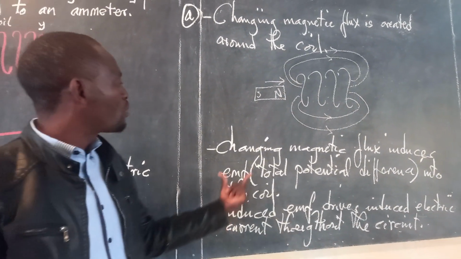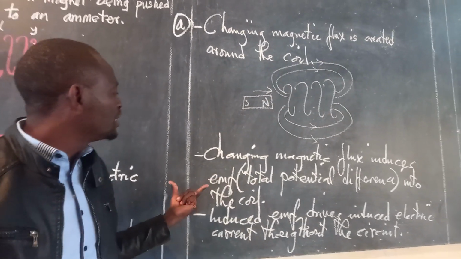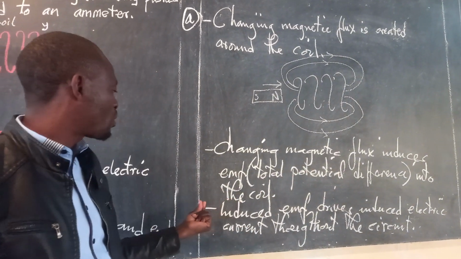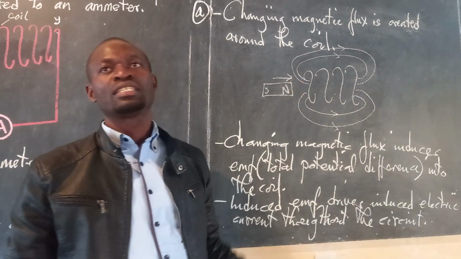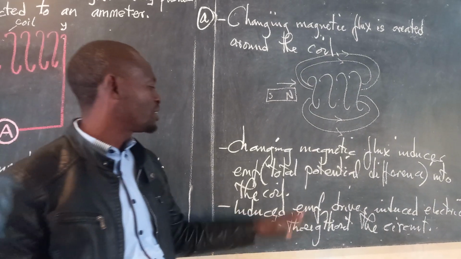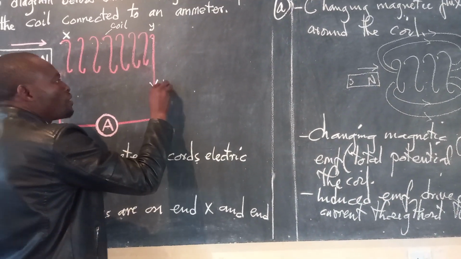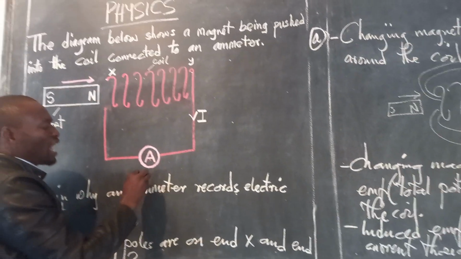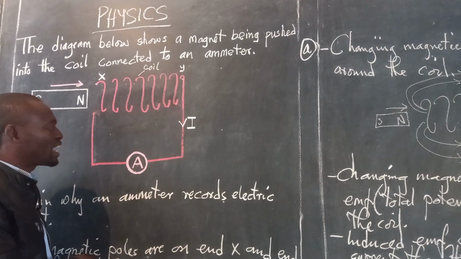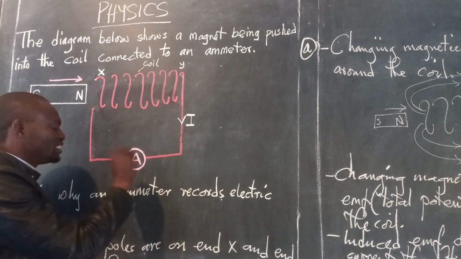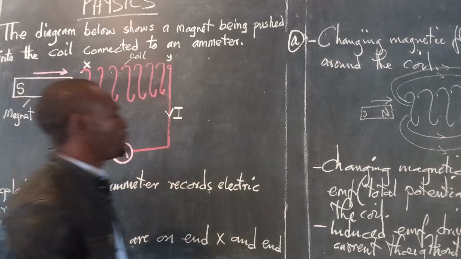So I say the created changing magnetic flux induces total potential difference into the coil, and this induced electromotive force or total potential difference drives induced electric current throughout the circuit. And when this happens, we are saying there is a flow of electric current in the circuit. And because an ammeter is a device which is used to measure electric current, it will record or register electric current as it flows throughout the circuit.